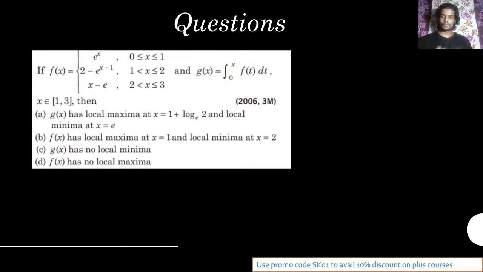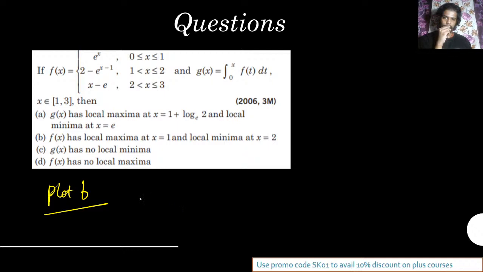Okay, so let's do it. So we have been given that the function is e to the power x squared minus e to the power x minus 1, x minus e. So again, in order to see anything about f, we have to plot f, because this is a piecewise function.